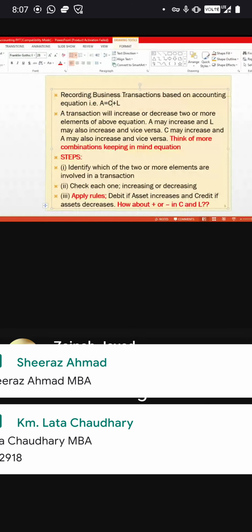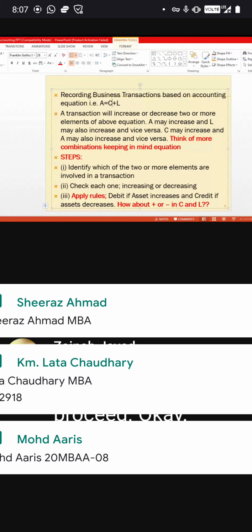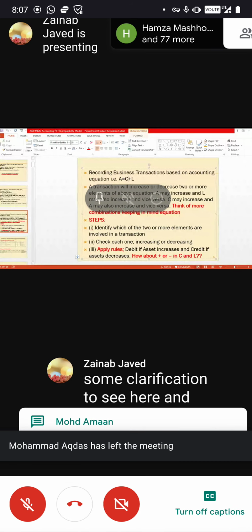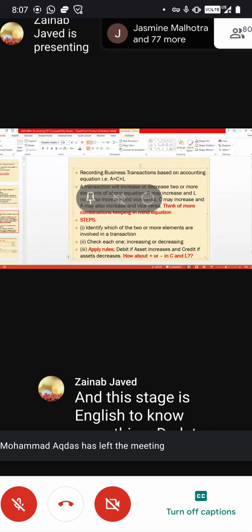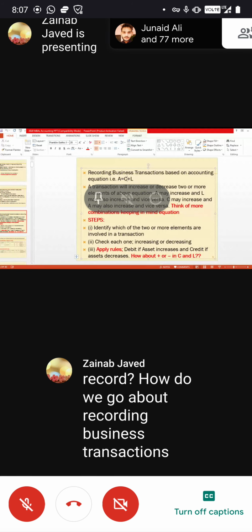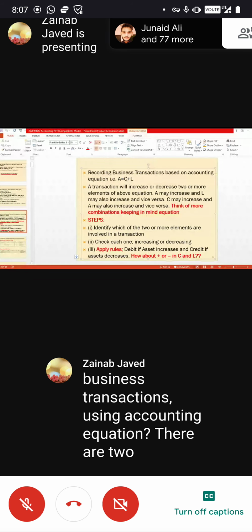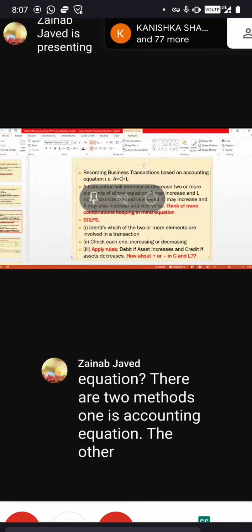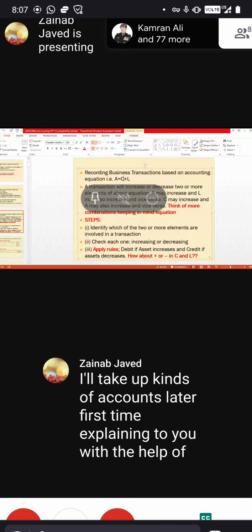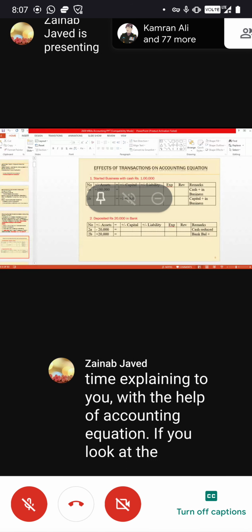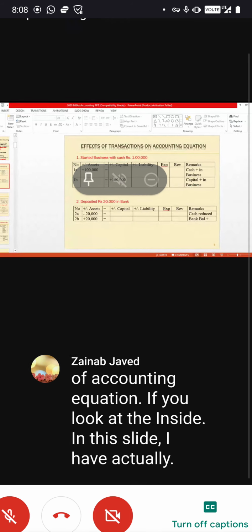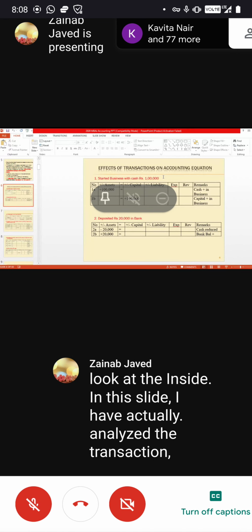Okay. Now look at the next slide. Unless we have some clarification to seek here. At this stage, if you wish to know something, do let me know. If not, I'll explain to you how we actually record. How do we go about recording business transactions using the accounting equation? There are two methods. One is the accounting equation. The other one is kinds of accounts. I'll take up kinds of accounts later. First, I am explaining to you with the help of the accounting equation. If you look at the second slide, in this slide, I have actually analyzed the transaction. Let us say the first transaction.